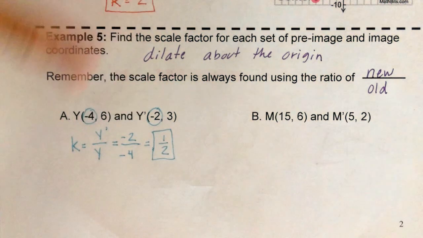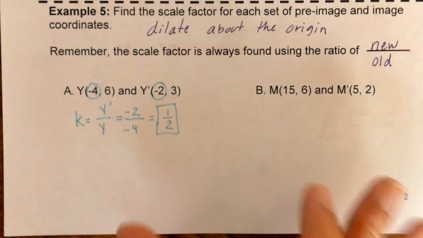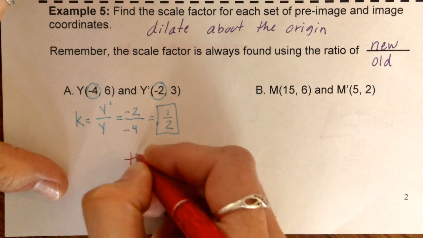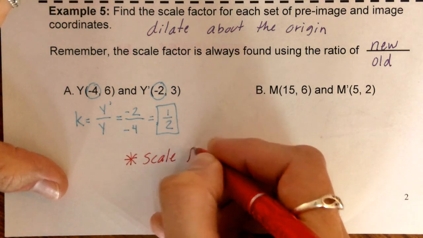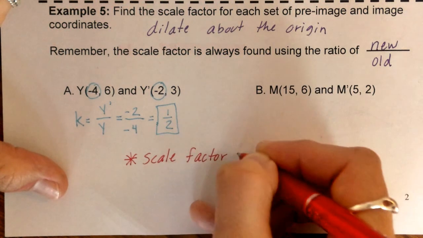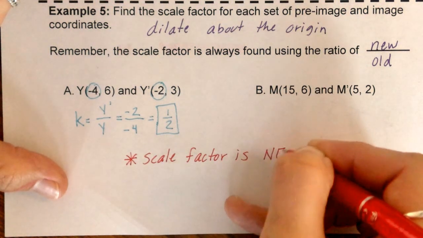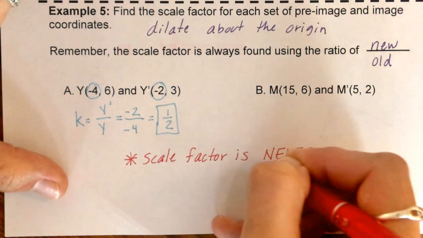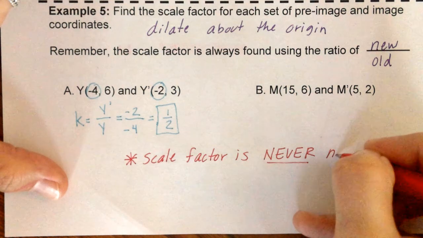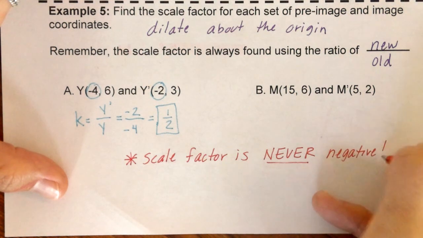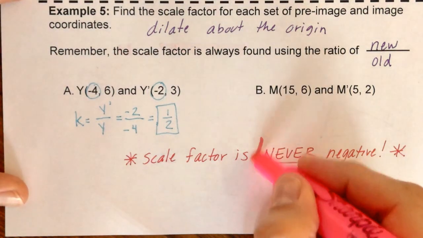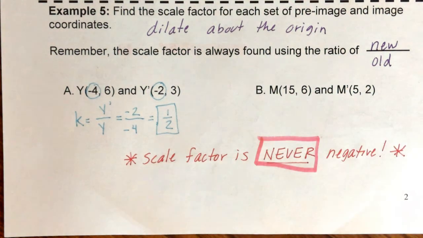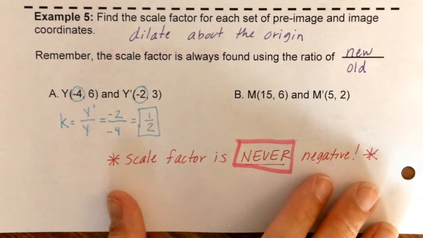One thing we do need to note down here is something that's extremely important to help us: your scale factor is never negative. Scale factor is never, ever, ever negative. Very important. So if you wind up with a negative for a scale factor, we made a whoopsie-daisy somewhere. So we're never negative. Pause it, make sure you have that written down.